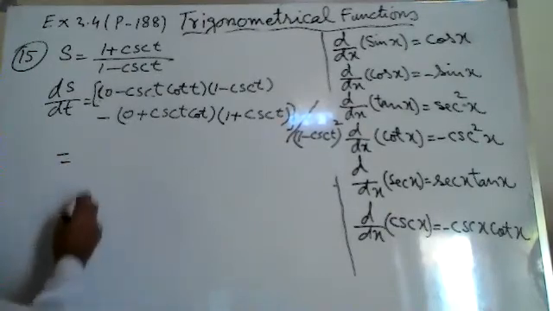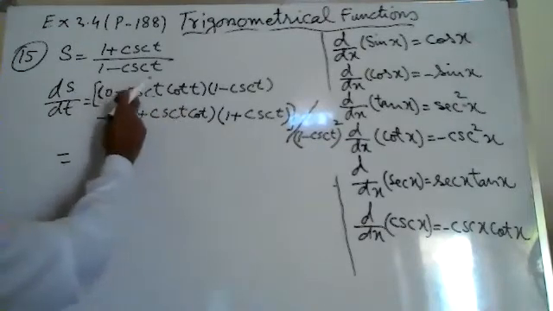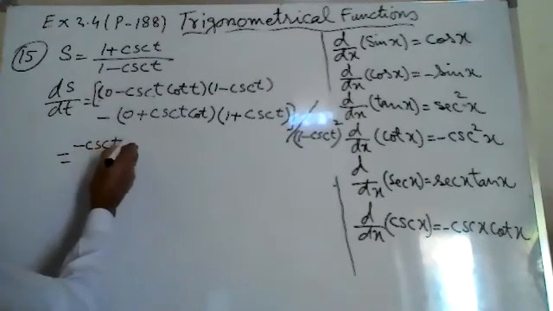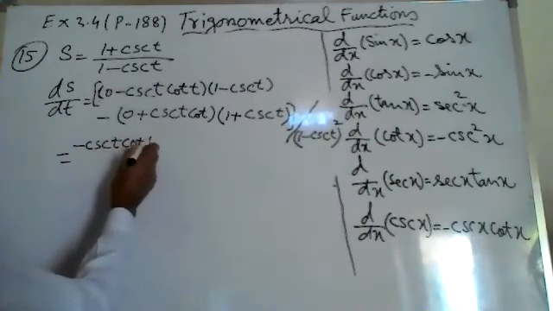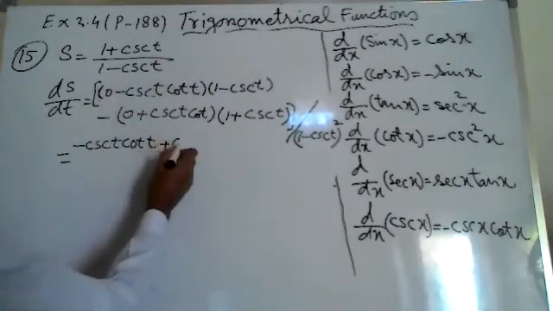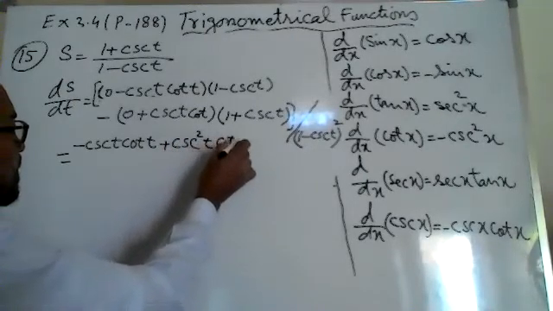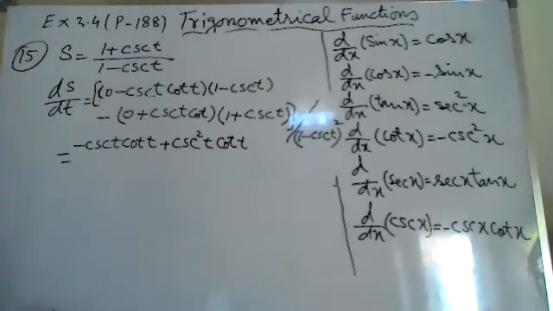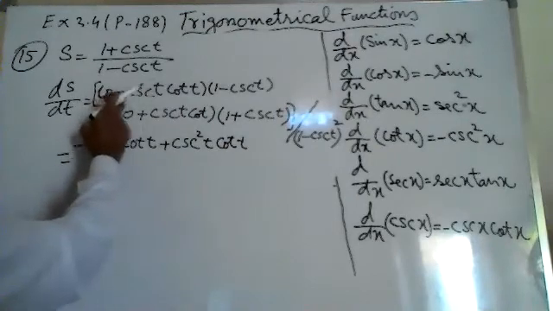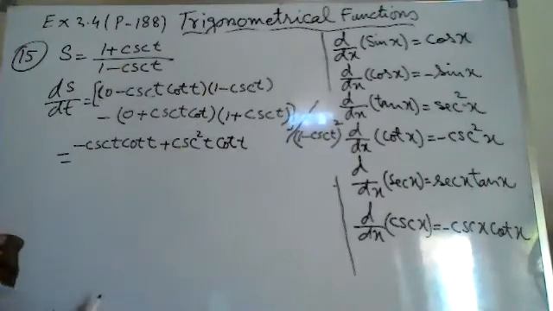Now we will open it. 0 minus cosec t cot t will be minus cosec t cot t. It is multiplied with 1, it will become minus cosec t cot t. It is multiplied with this one, plus cosec square t cot t. When it is multiplied with 1, it will become minus cosec t cot t. When it is multiplied with this one, minus minus plus cosec square t cot t.